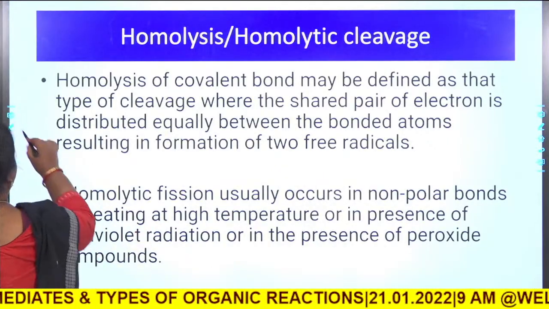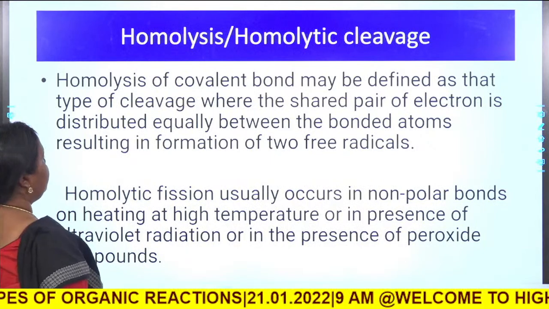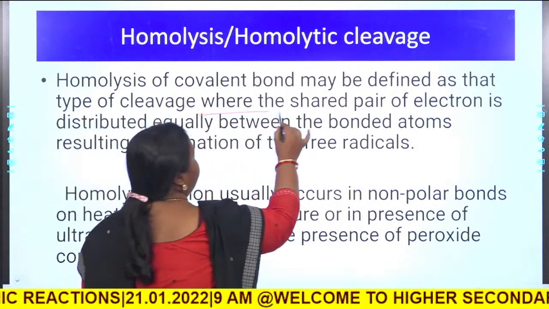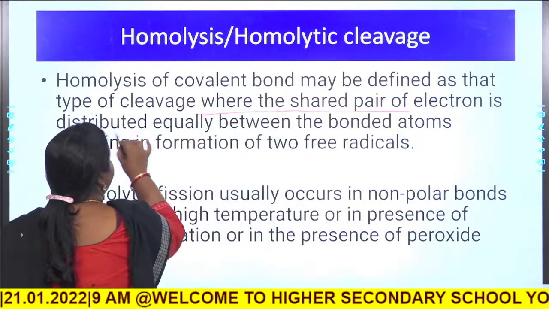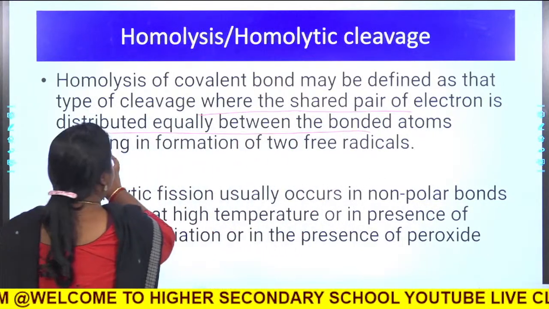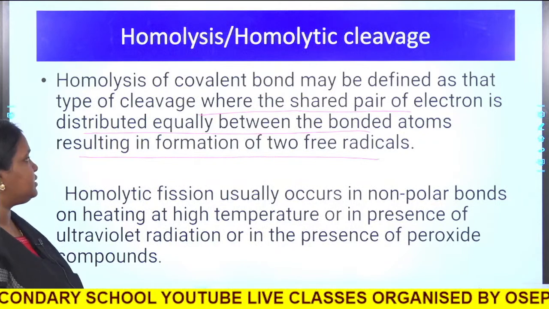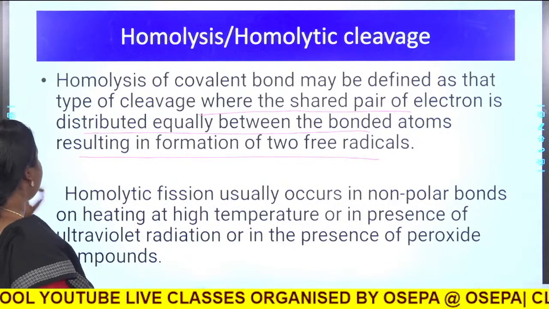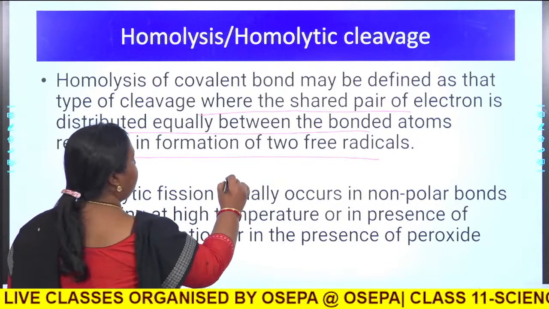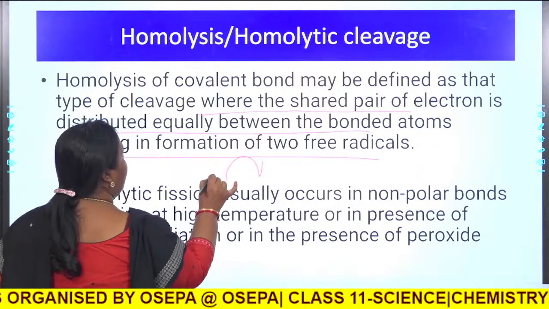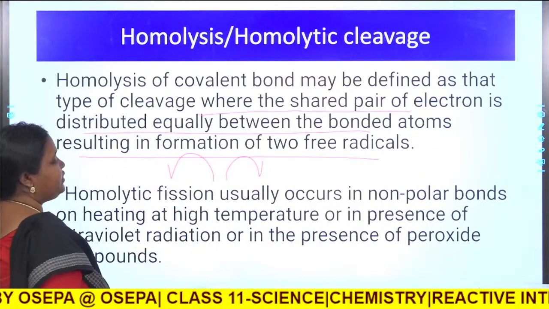So homolytic cleavage where the shared pair of electron is distributed equally between the bonded atoms, resulting in the formation of two free radicals is called homolytic cleavage. Okay. Now the homolytic cleavage, remember that it is shown by half headed arrow or fish arrow.